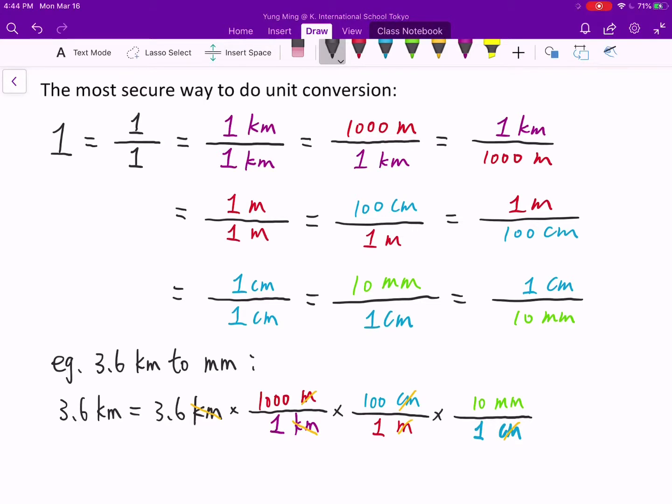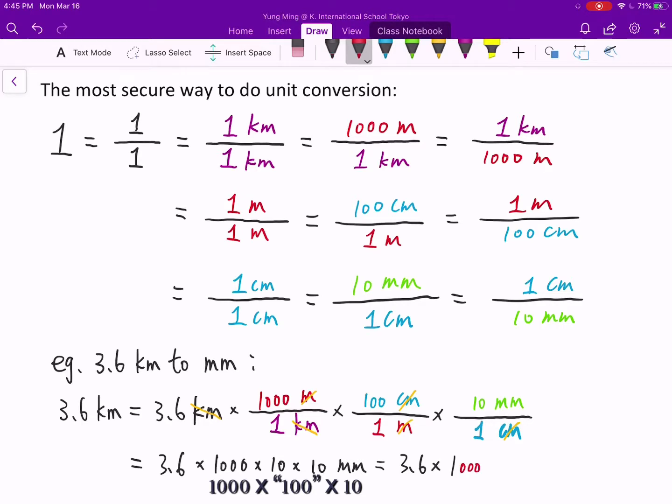So this is going to be 3.6 times, you pick up all the ones that are not cancelled out yet. This is equal to 1,000 divided by 1, which is 1,000. I multiply by 1,000 times 100 times 10 millimeters. So how many zeros would that be? This is 3.6 times the 1 followed by the 3 zeros from the red, 2 zeros from the blue, and 1 zero from the green. So when you do 3.6 times all that, what do you get? 36 with 5 zeros followed after. And that's our final answer.